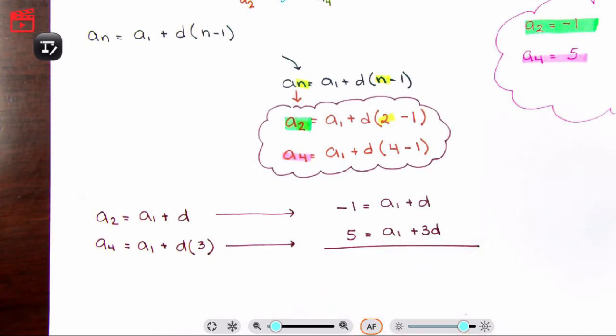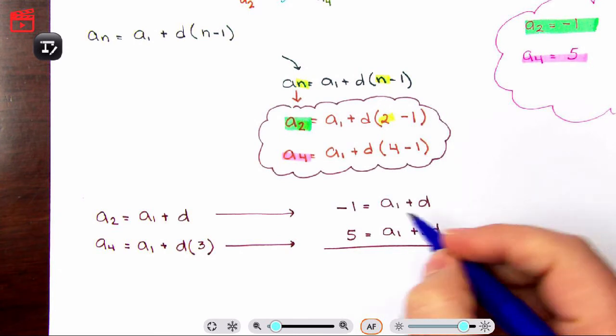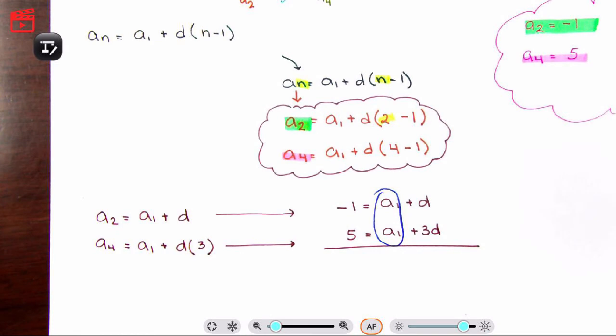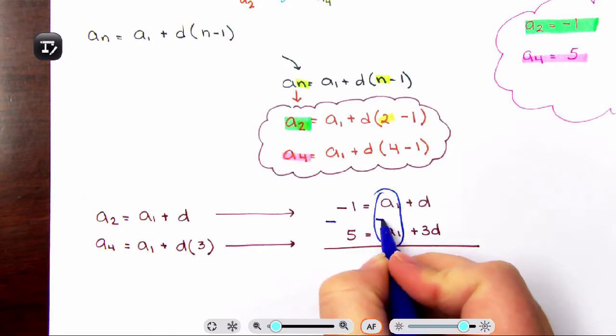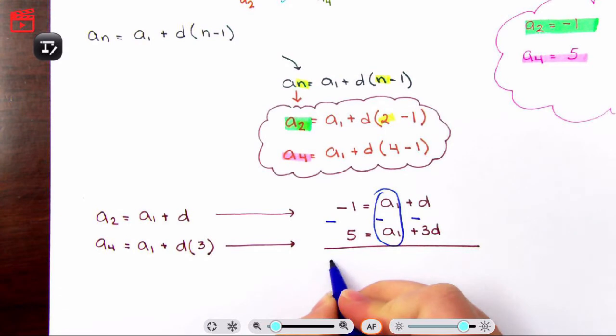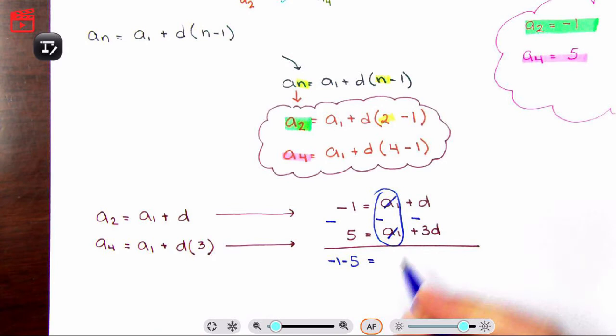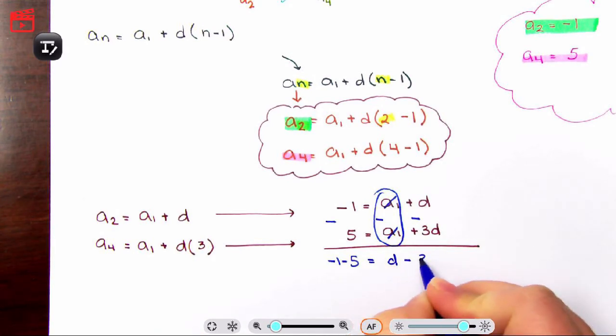Now, to solve system of equations, your objective is to eliminate one variable first, solve for the other variable, then use that to solve for the original missing variable. So what we're going to do is we're going to eliminate my a sub 1s. How do you eliminate a sub 1s? We're going to subtract them because a sub 1 minus a sub 1 is 0. It's nothing. So I'm going to subtract all of the terms. I'm going to subtract 3 times. Here I have negative 1 minus 5. Here I have 0, so I'm just going to cross them out. And here I have d minus 3d.